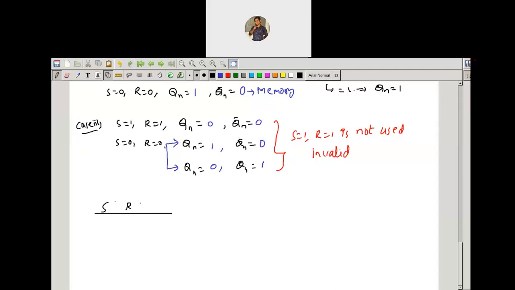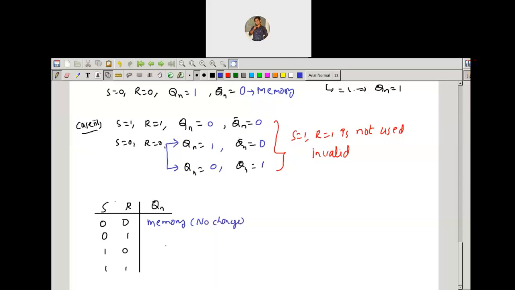That is, our inputs are S and R and the output is Qn. So 0 0, 0 1, 1 0, 1 1. For 0 0, what is the output here? It is a memory case. When you make S equal 0 and R equal 0, it is a memory case. Don't bother about the last case, that is a not used state. The output is going to be no change.